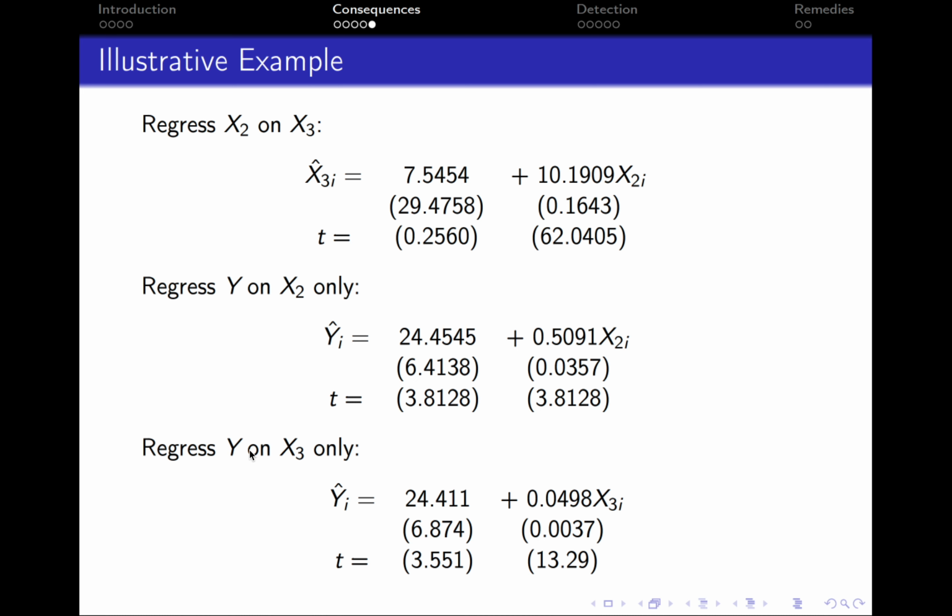And when we regress y on X3, we see that the estimated slope coefficient has a t-statistic of 13.29, which is again higher than 2, again showing that individually X3 explains y. So when there is no X2 in the model, X3 is statistically significant, indicating that it does have an effect on y.